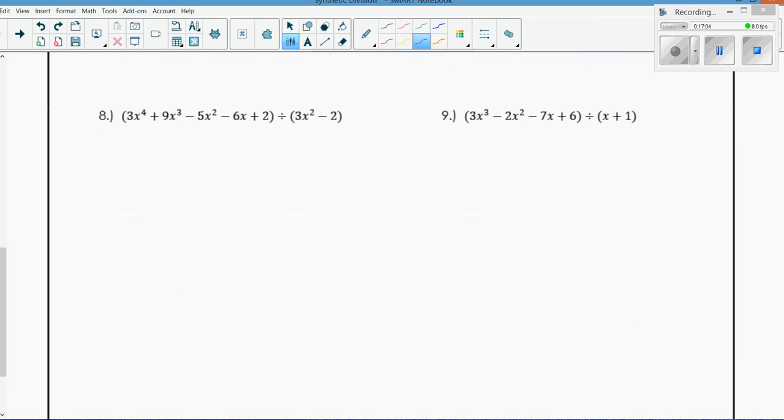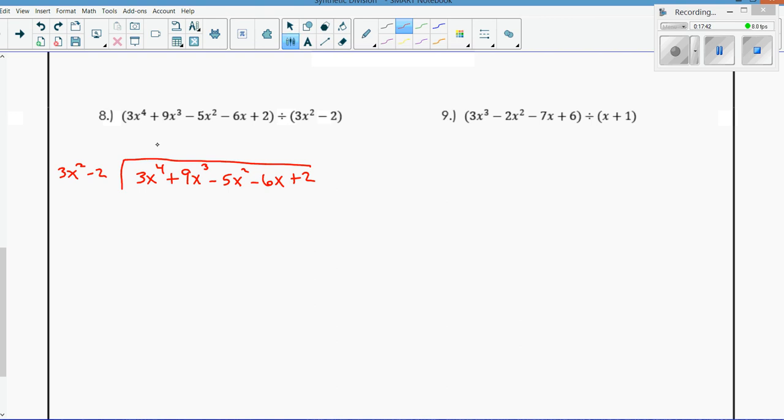The problem is if we get to a problem like number 8, we don't know what one of those solutions is in terms of a linear. We can't say it's 3 or 5 or 8. We have to solve that, and then it gets messy. So in this case, we're going to use long division. Notice there are no missing terms. So we have 3x to the 4th plus 9x to the 3rd minus 5x squared minus 6x plus 2. I'm going to divide this by 3x squared minus 2.